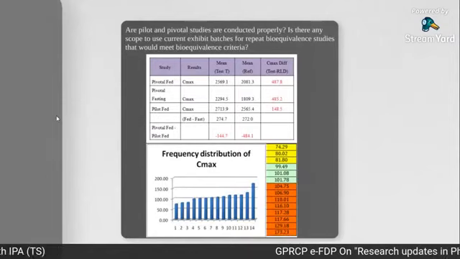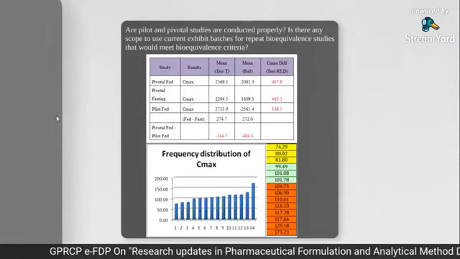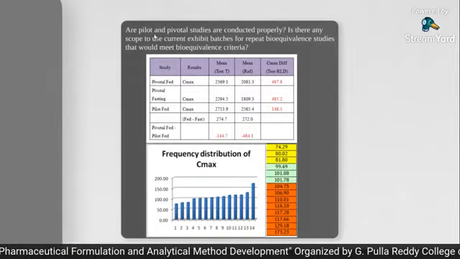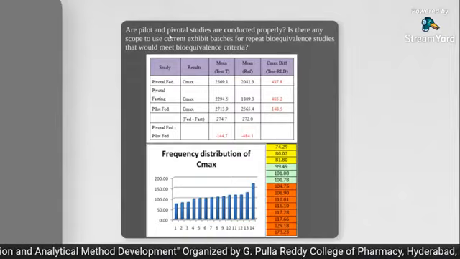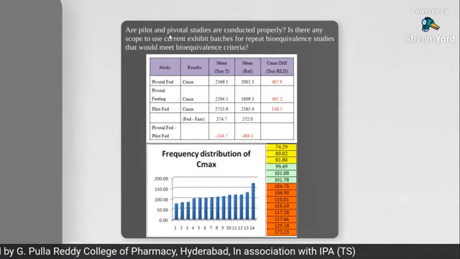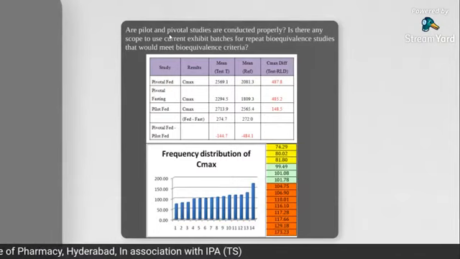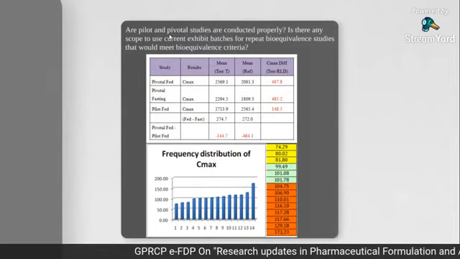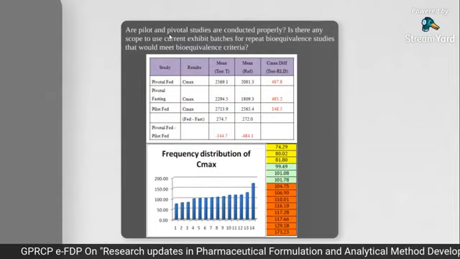You can see here the data obtained in pilot as well as in fed. I have represented it in a table followed by a graph below. Were the pilot and pivotal studies conducted properly, or did anything go wrong? Because in the pilot we got a positive result and in the pivotal we got a negative result. Is there any scope to use the same exhibit batch for repeat testing? If we repeat the testing again, is there any chance of getting a positive result? That was our first question.